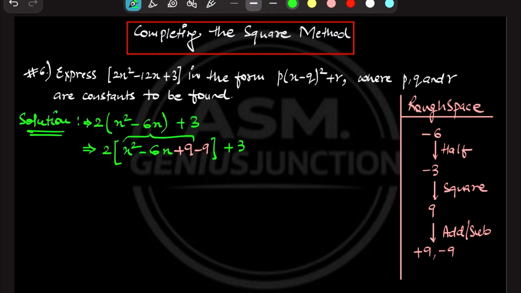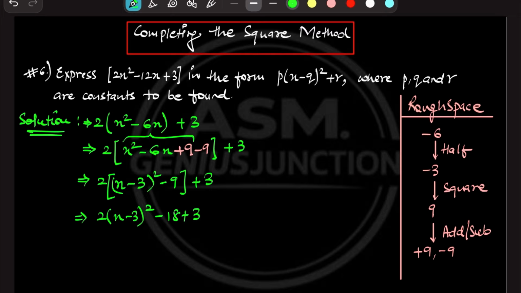Now, observing the first three terms in this particular question, we see that they are making the whole square of x minus 3, right? The first three terms are giving you (x minus 3) whole square, minus 9 kept as it is, and plus 3 kept as it is. Let's open up the brackets now. So you will get 2 times (x minus 3) whole square minus 18, and plus 3 will be solved in the next step to give you 2 times (x minus 3) whole square minus 15.